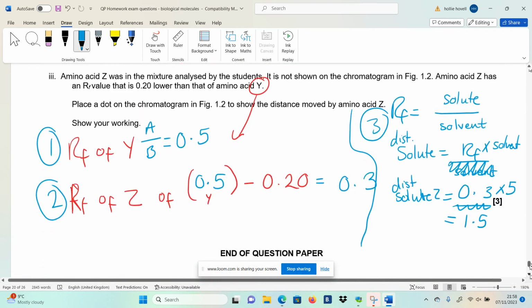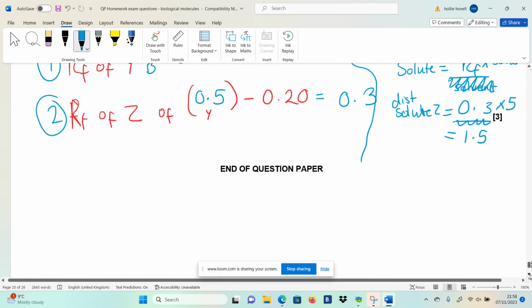And that's the end of the question paper. Well done, well done.